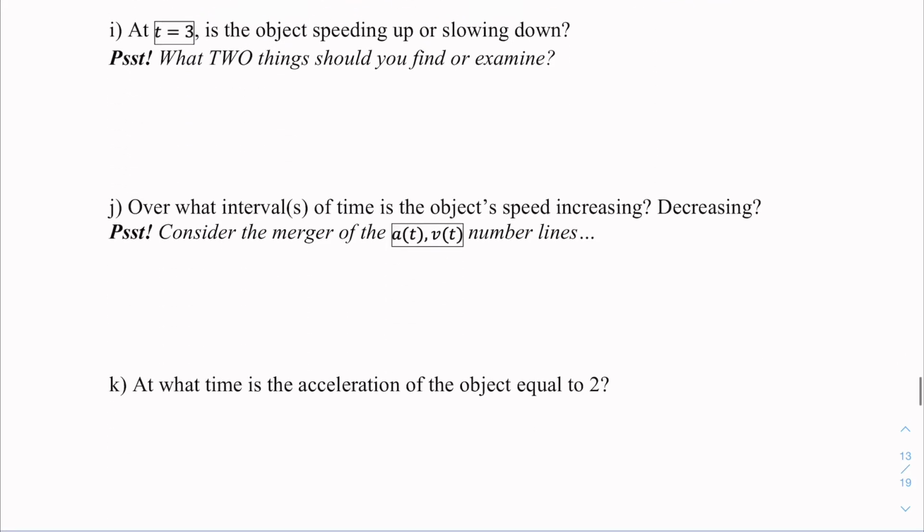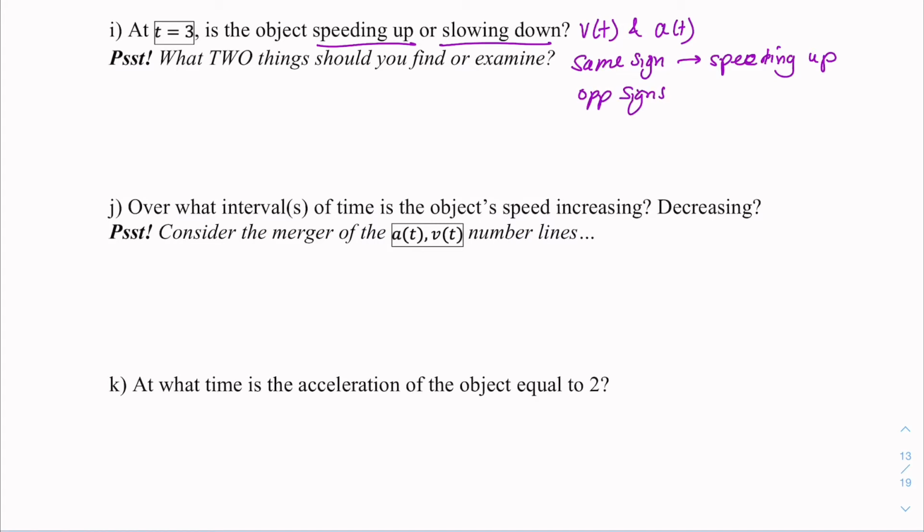For part I, at t equals 3, is the object speeding up or slowing down? So for speeding up and slowing down, we look at V of t and A of t. So quickly, if they have the same sign, that means I'm speeding up. If they have opposite signs, that means that we're slowing down.